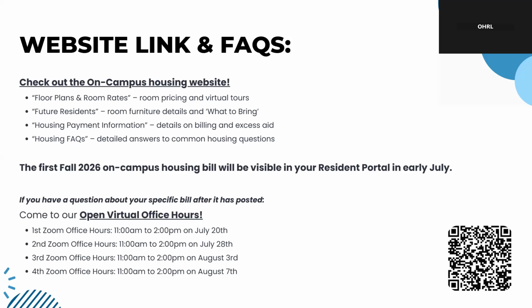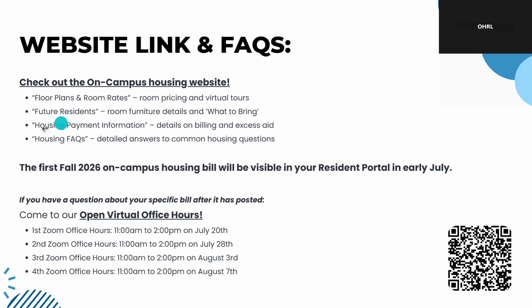I would also plug, even though it's not necessarily related to this webinar, our future residence page. That has details on the furniture provided in your room, as well as a very thorough what to bring section that goes over recommended items to bring to on-campus housing, prohibited items like certain furniture items and appliances, and suggestions. So this is a really helpful one that you might want to start thinking about.